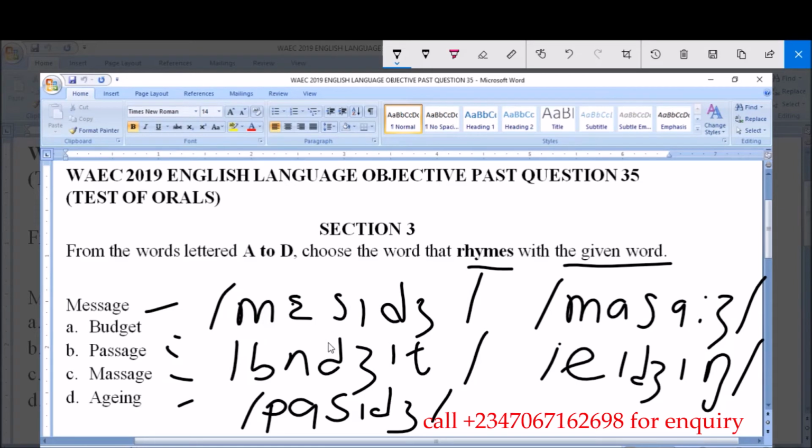Now, these are the group of sounds we will be looking out for in the word message, and we see that those or similar sets of sounds are found in the word passage. So we have the same sound here in message and also here in passage. Therefore the correct answer is B, passage.